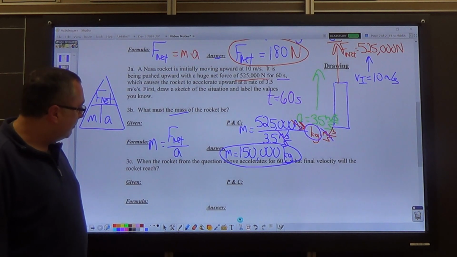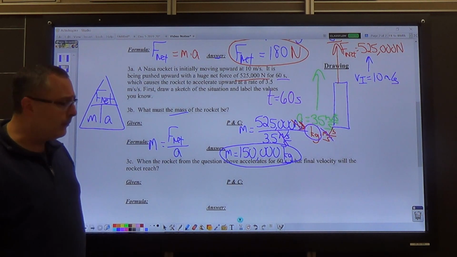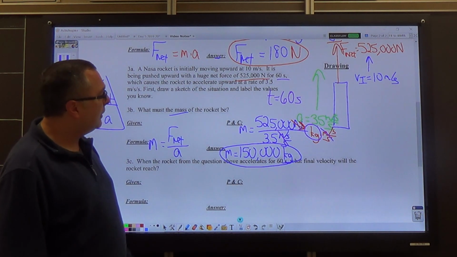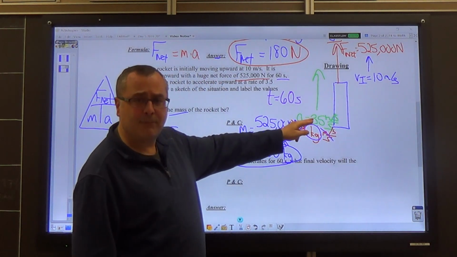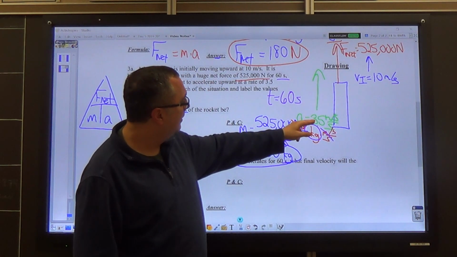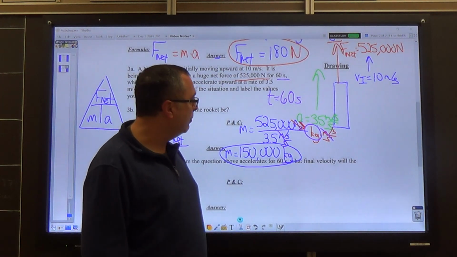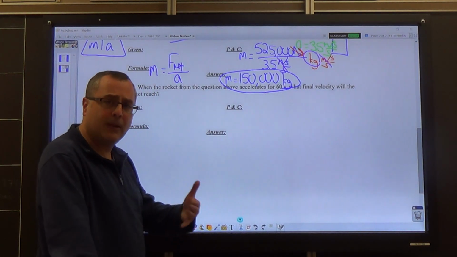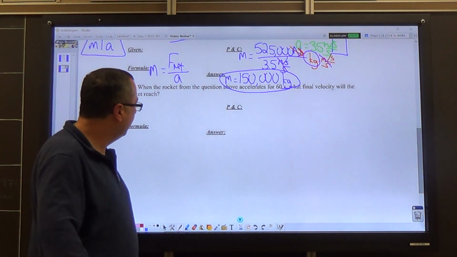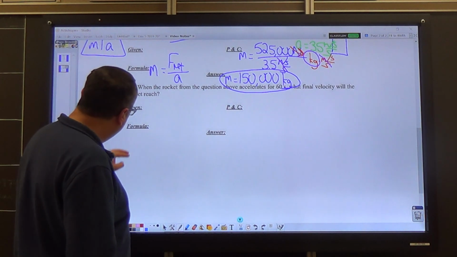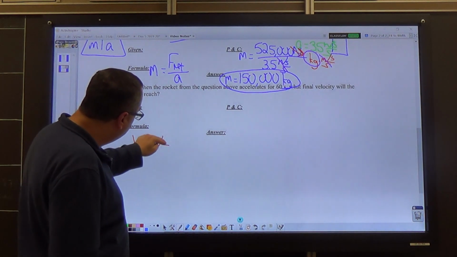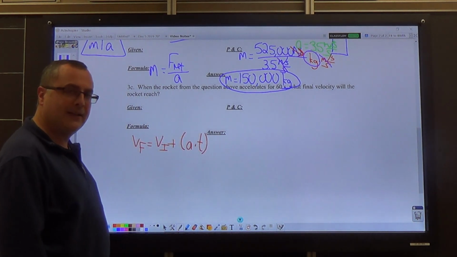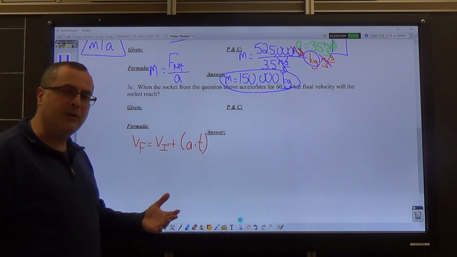And then the last part of the problem says, well, if that rocket was accelerating for 60 seconds, which we were already told, then what would its final velocity be? So you started at this speed, you sped up 3.5 meters per second faster every second. So after 60 seconds, what final speed would you reach? Taking a look at your old acceleration formulas, you should be able to have one that solves for final velocity. And what that would look like would be final velocity is your starting speed, your initial velocity, plus the acceleration multiplied by the time.